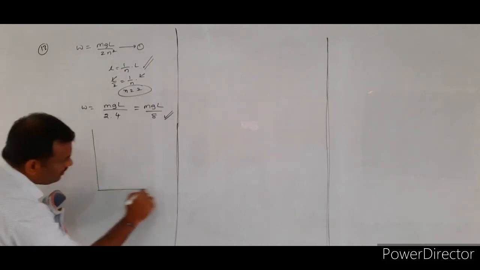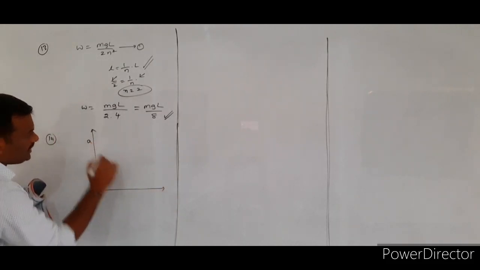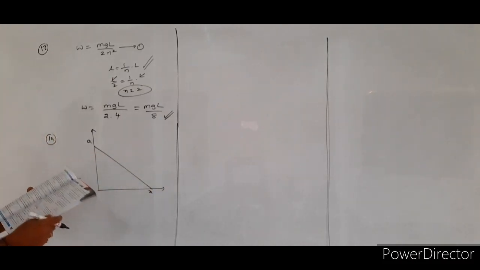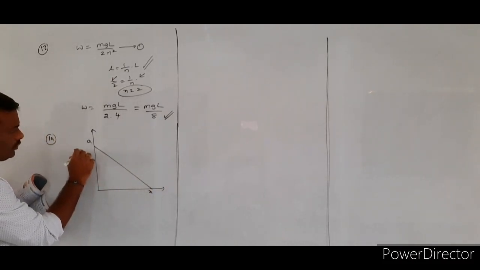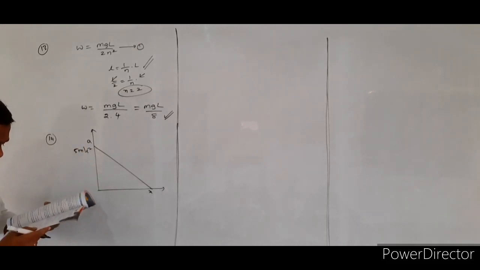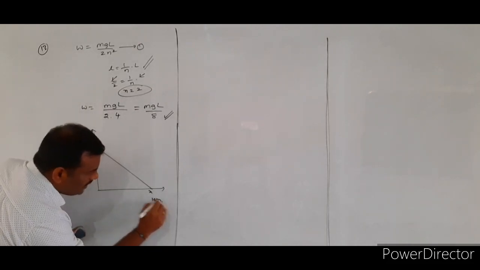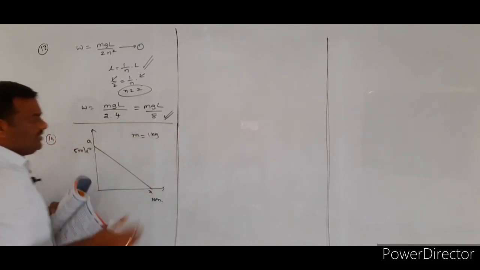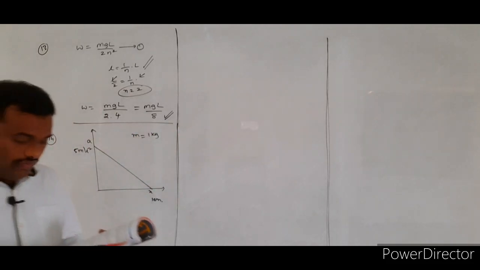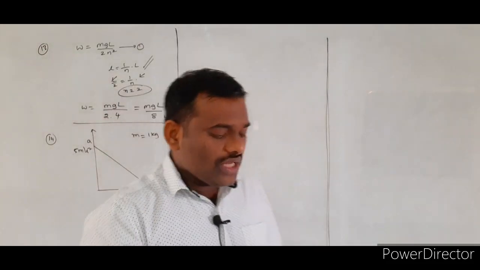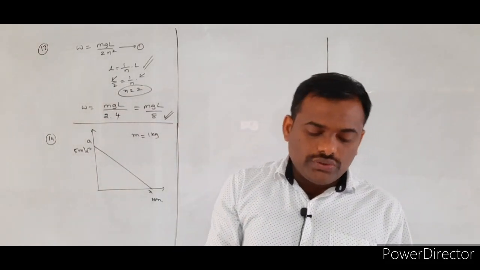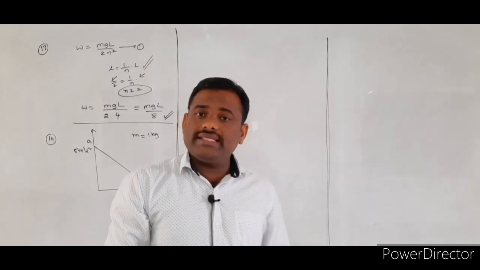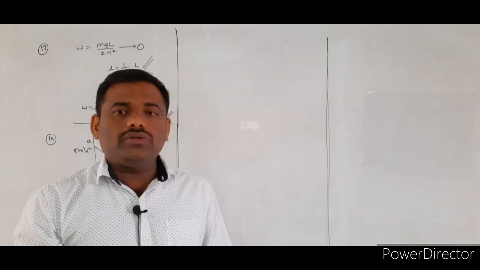They have given an acceleration displacement graph. The maximum acceleration value is 5 meter per second squared. The maximum displacement value is 10 meters. The mass of the given object is 1 kg. What value are they asking? The work done by the applied force from x = 0 to x = 10 meters.